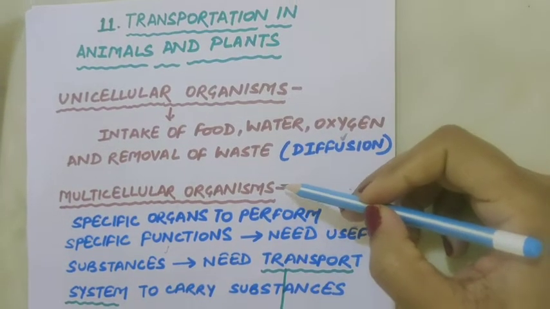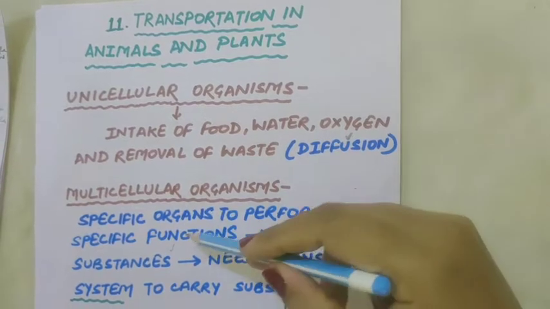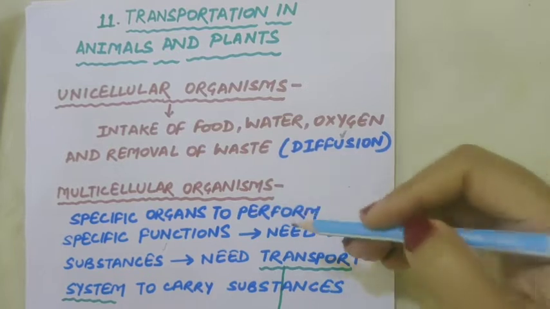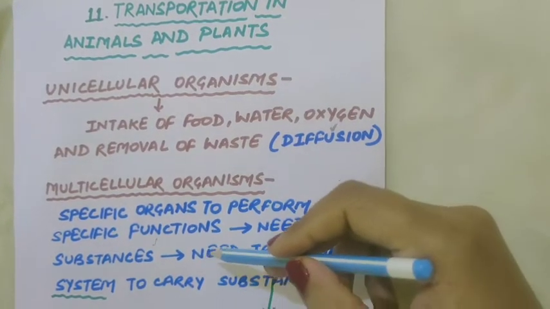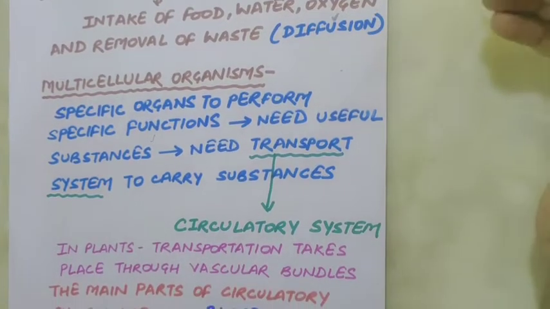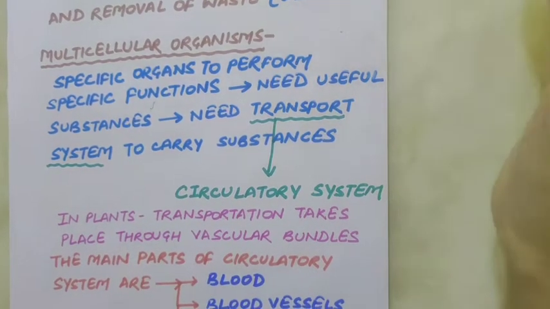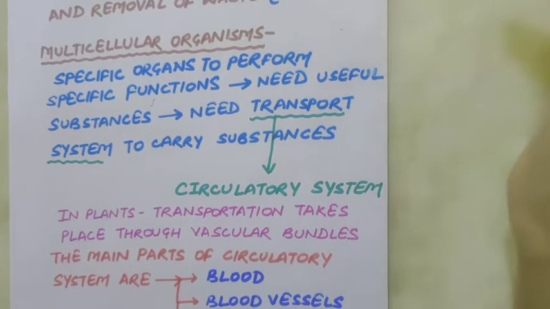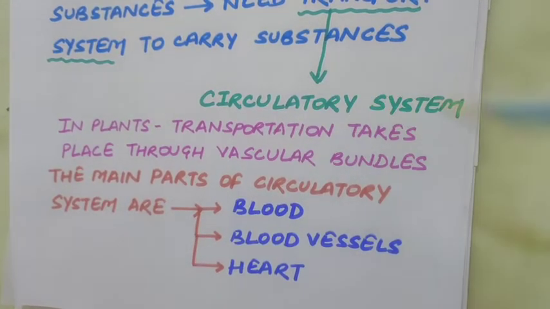But multicellular organisms like plants and animals have specific organs to perform specific functions. To perform these functions, every cell in the plant and animal body requires useful substances such as nutrients, oxygen and water. Plants and animals have a transport system to carry these useful substances to every cell of the body and for the removal of waste material produced by the body. In animals, this transportation system is called the circulatory system.